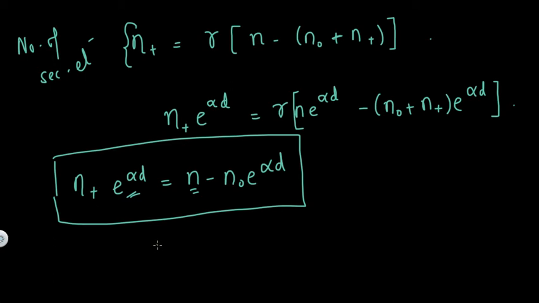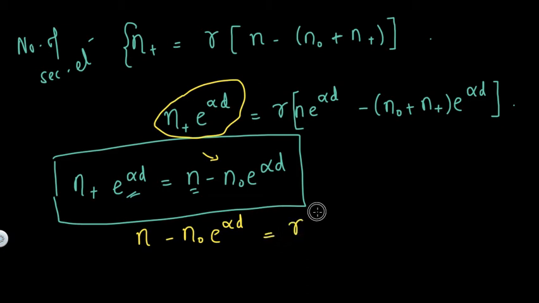So what do you get now? In place of this term, you can write this. So this gives us N minus N0 e to the power alpha d equals gamma times N e to the power alpha d minus, what is this term? This term is also N. Right?